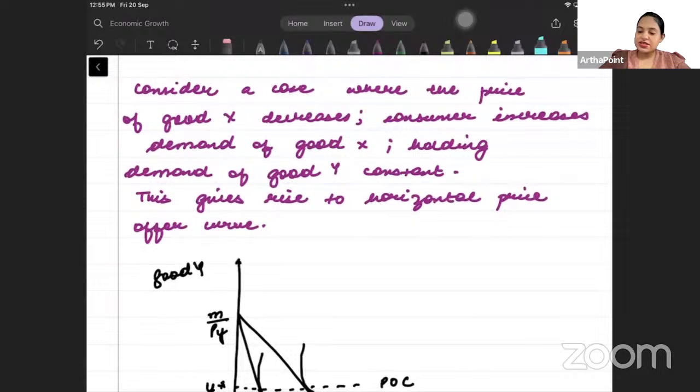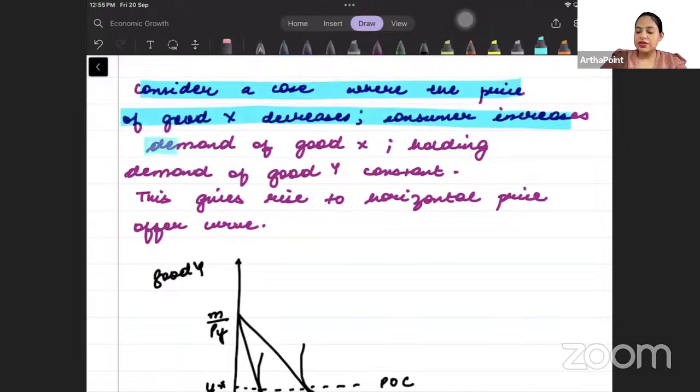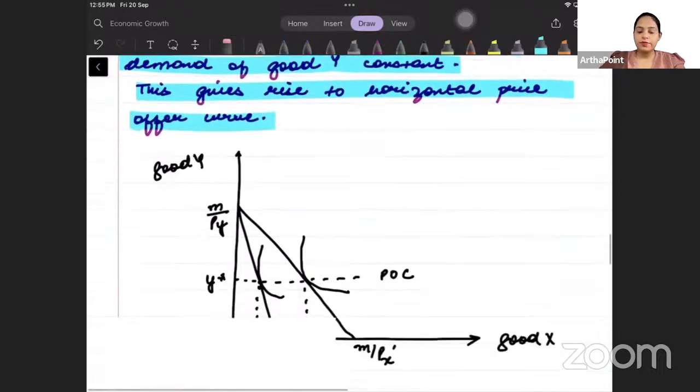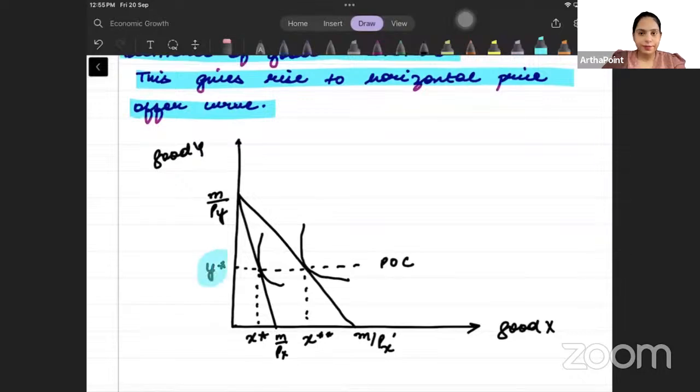So I started with the case, saying, consider a case where you need to write things in words. So consider a case where the price of good X decreases and therefore the consumer increases the demand of good X, holding the demand of good Y constant. This gives rise to a horizontal price offer curve. So we have kept the demand of good Y constant, and we have increased the demand of good X. Why did we increase it? Because the price of good X has decreased. And because of this I am getting a horizontal price offer curve.